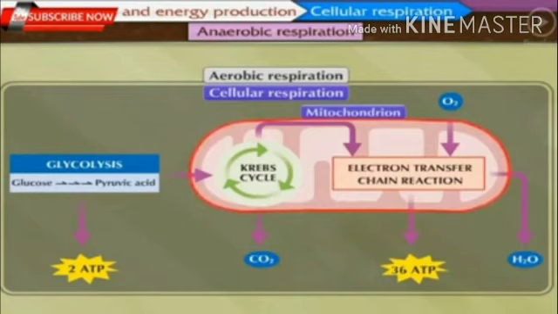If we compare aerobic respiration with anaerobic respiration, then we see that in anaerobic respiration there is an incomplete oxidation of glucose. So, we can conclude that aerobic respiration involves complete oxidation of glucose, and mitochondria is the cell organelle necessary for complete oxidation of glucose.